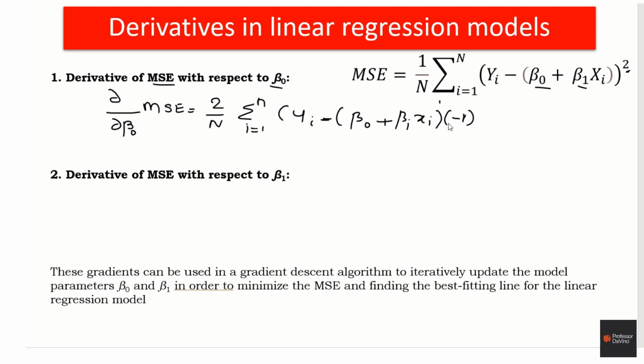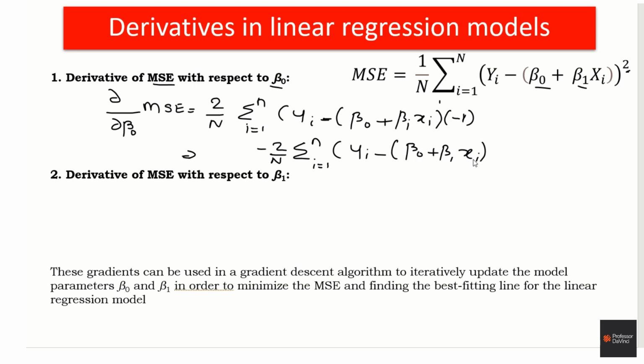Which is equal to minus 2 by n, summation of i equal to 1 to n, of (yi minus (beta naught plus beta 1 xi)).